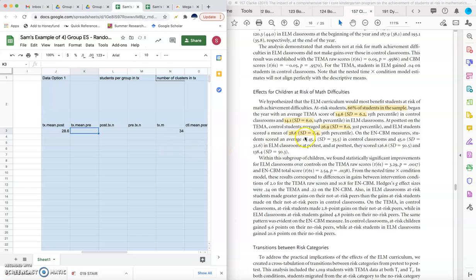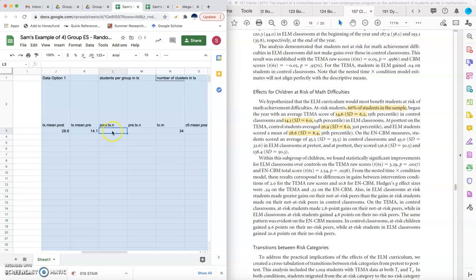And their pre-test is going to be, we said that ELM began with 14, oh wait, so that's in control, 14.1 in ELM classrooms. So that's my treatment pre-test mean. Let's say 14.1.